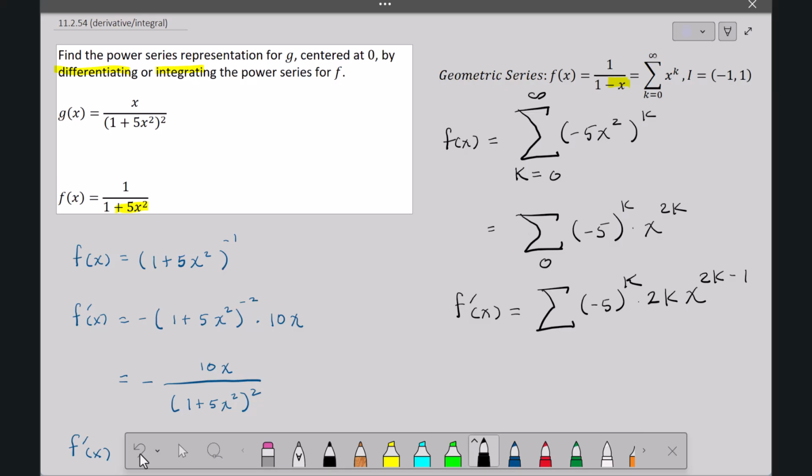And now let's think about the indexing here. So k normally started at 0 up there. But notice, if you plug in a 0 to this exponent, you're going to get an x to the -1, which is not a polynomial. That is not a power series. Power series must start with a constant and then x to the 1, x to the 2, x to the 3, etc. So k cannot be 0. The first k value that gives us a non-negative exponent is k equals 1.